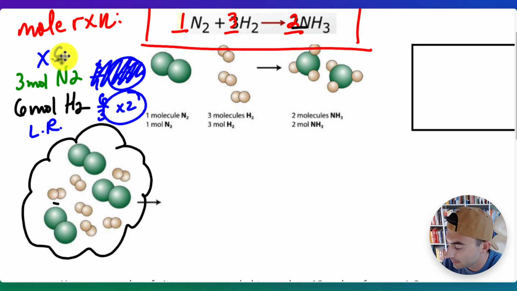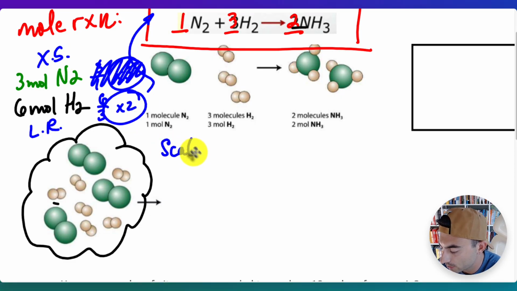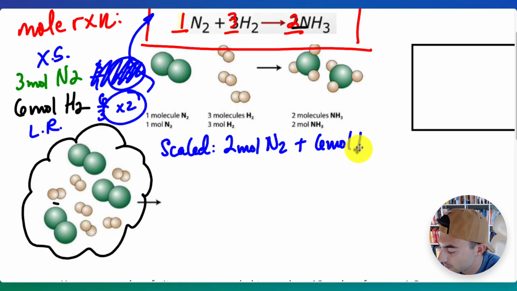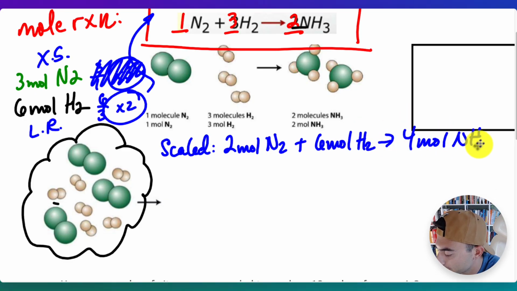Then we look at the idea of taking our scale factor and multiplying it through the reaction to get our scaled reaction. So that would be 2 moles of nitrogen. If it's going to scale 2 times, we'll react with 6 moles of hydrogen to produce 4 moles of NH3.